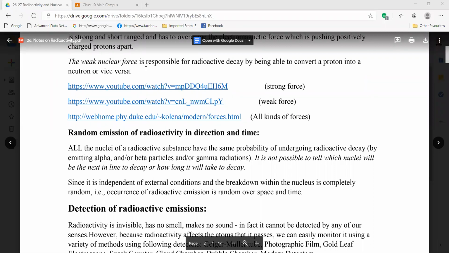The weak nuclear force is responsible for radioactive decay by being able to convert a proton into a neutron or vice versa. So yesterday I showed you the equation how to make a proton and electron from a neutron, right? And here we got another one, that is a proton can also be converted to a neutron. In radioactive emission, it is also happening that a proton is converting to one neutron and one positron.